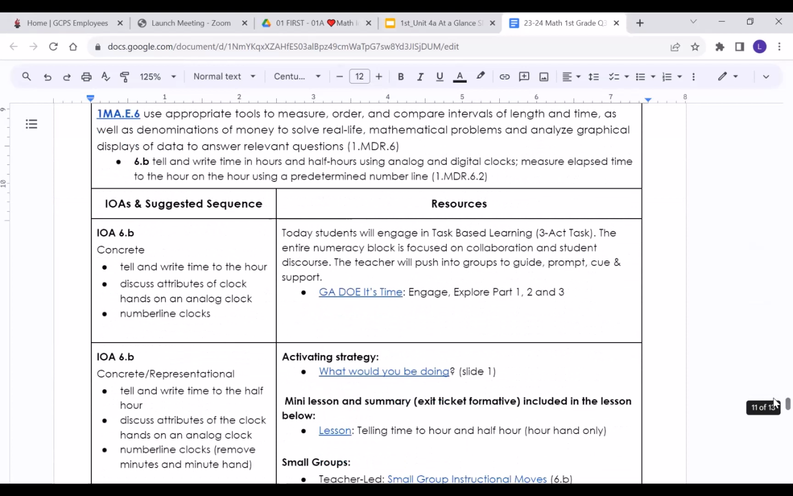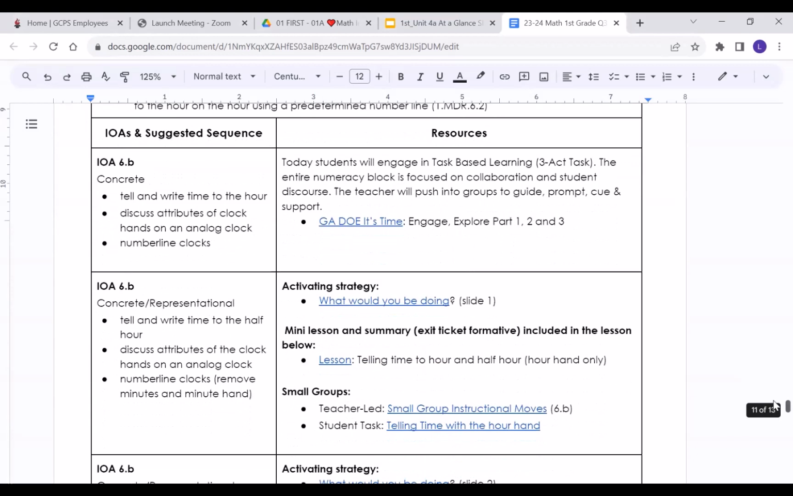We then move into IOA 6B, telling time. This will also be first grade students' first opportunity to learn about telling time on analog and digital clocks. We have paced about 5 days of instruction on learning the parts of an analog clock, what the numbers represent, how the hands move, and telling time to the hour and half hour.